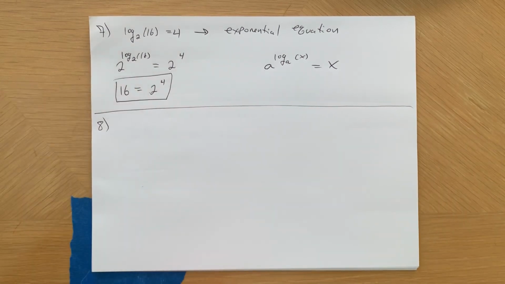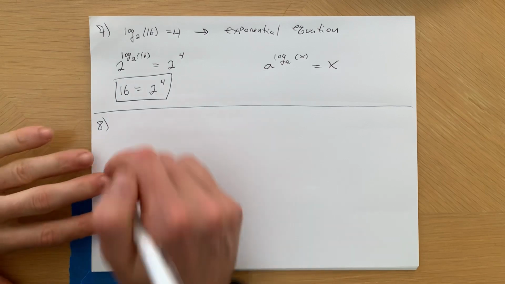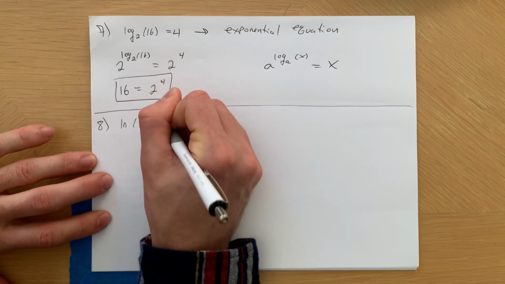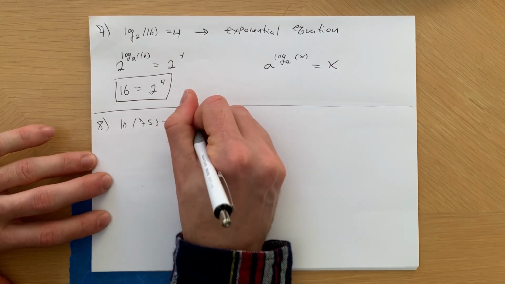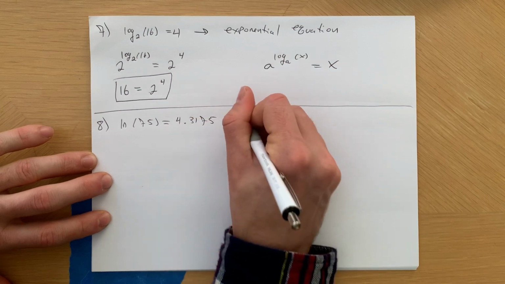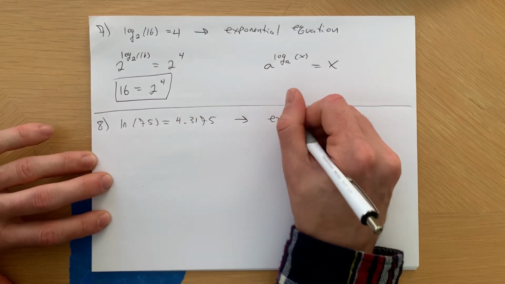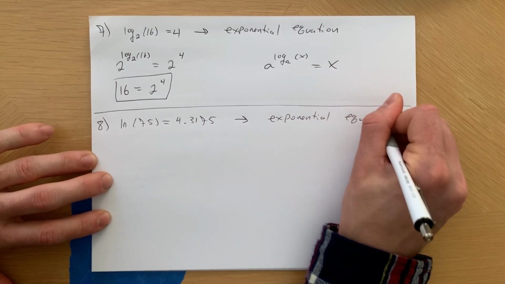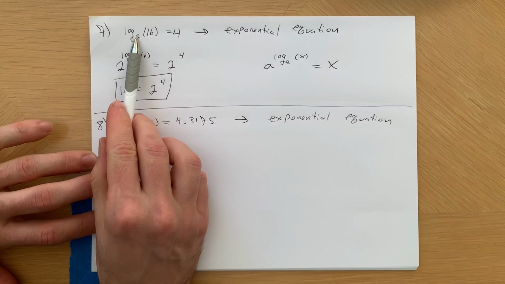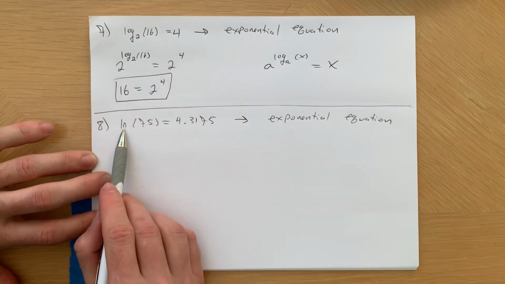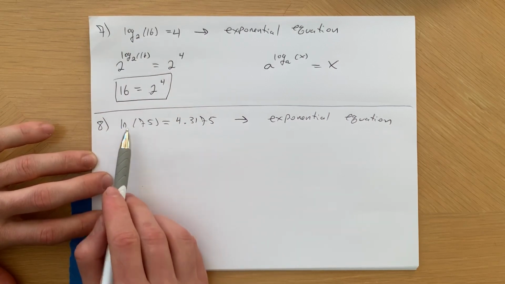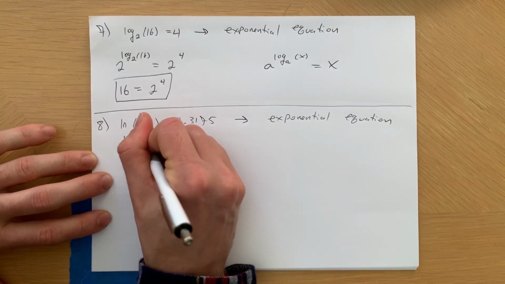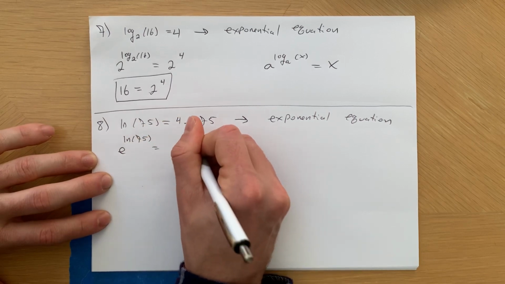So the next problem, number 8. The same thing, we want to take the natural log of 75 equals 4.3175, and we want to turn this again into an exponential equation. So in the last problem, the first thing we did is look at the base of our log and raise that to both sides. Here we have natural log, and natural log means the base is e. So if we see natural log, we're going to take e and raise it to both sides. So natural log of 75 equals e to the 4.3175.